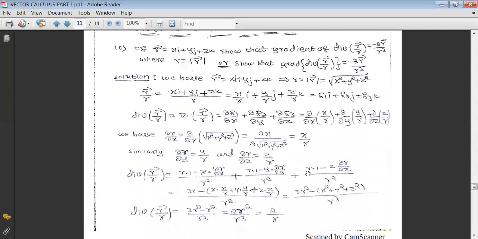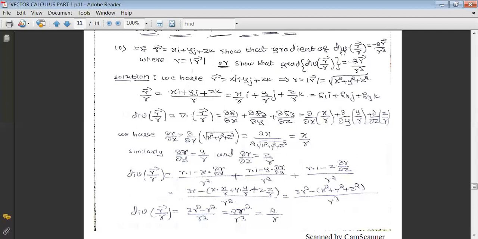Again, a similar problem. If r bar equal to xi plus yj plus zk, then show that gradient of divergence of r bar by r is given by minus 2 times r bar divided by r raised to 3, where r is given by the magnitude of r bar. Now again they have given r and you have to show that gradient of this quantity is given by this thing.